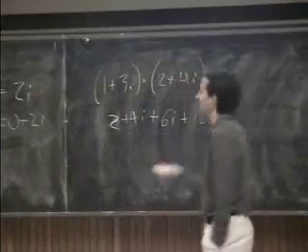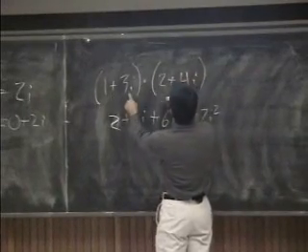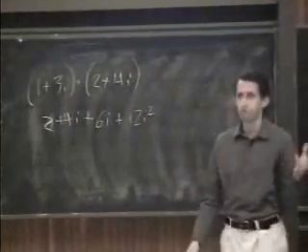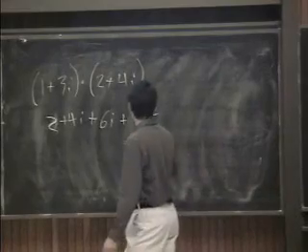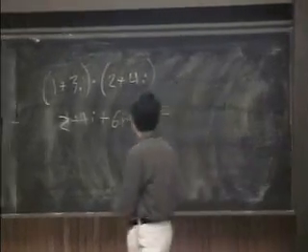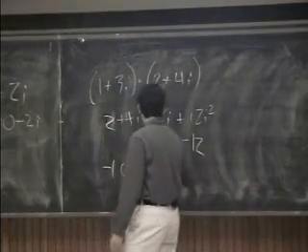Picky, picky, picky. I mean, really. Basically, I multiplied these, that, those, and those. Now, of course, i squared is -1, right? So this is really minus 12. And then you add them all together, and you get minus 10 plus 10i.